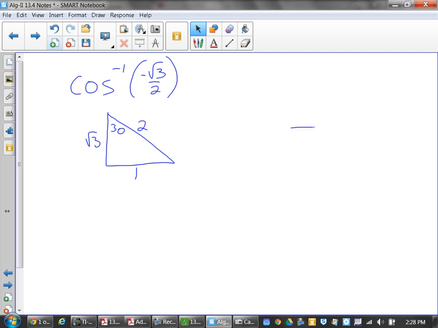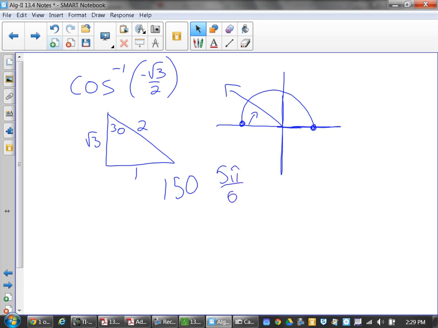Now you have to think about, okay, I'm looking at a cosine value that is negative. Cosines range between first and second quadrant. Which one has the negative cosine? The second. Now this one gives me a 30 degree reference angle coming up, so it's 150, or 5 pi over 6, very good, because it came up pi over 6.